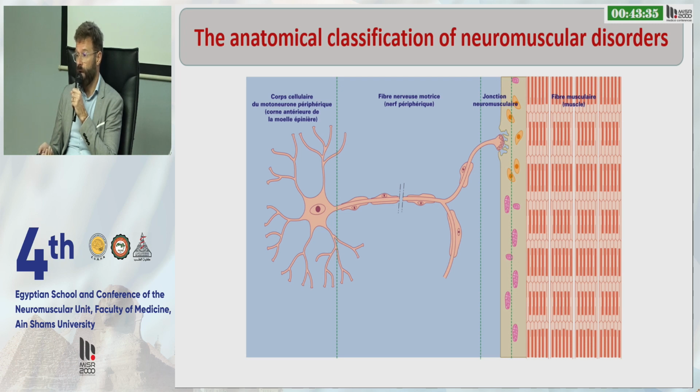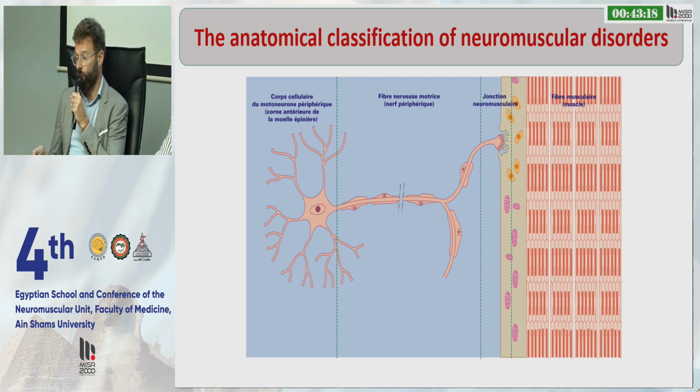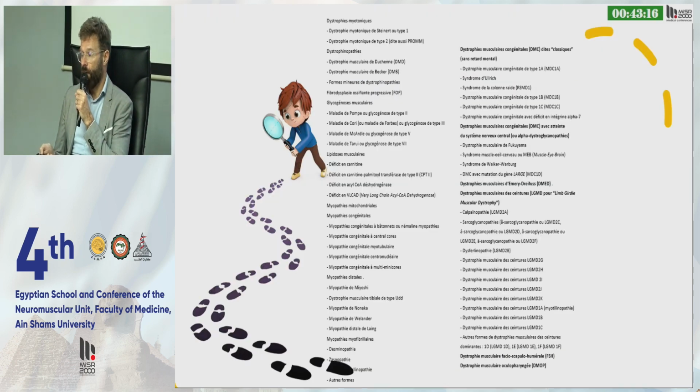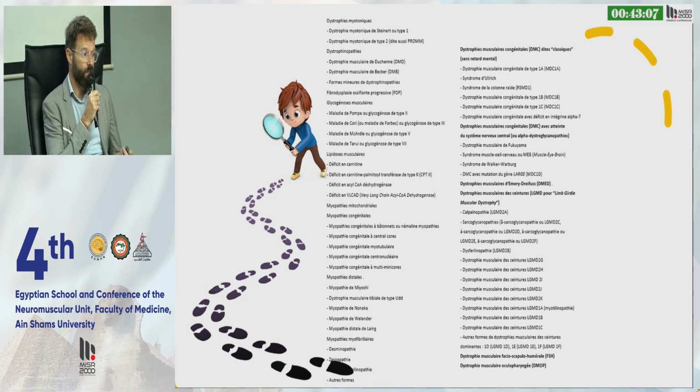So in general, when you evaluate this kind of patient, you have to make a localization effort and determine if the problem is in the motor neuron, in the peripheral nerve, in the neuromuscular junction, or in the muscle fibers. Of course, it's not an easy task. There are many conditions, multiple genes, multiple syndromes, myopathies, muscular dystrophies, and you need to orientate yourself through this difficult work.